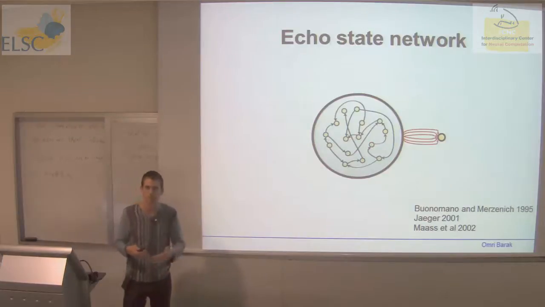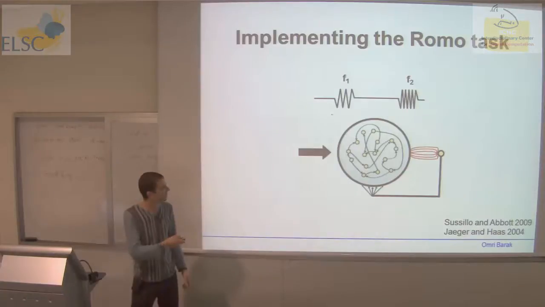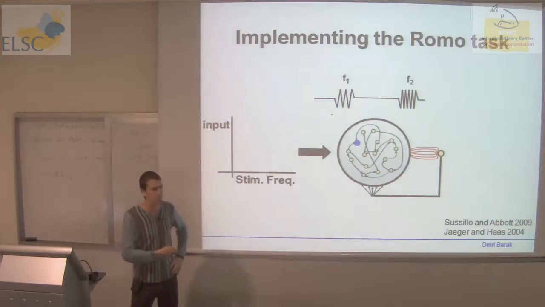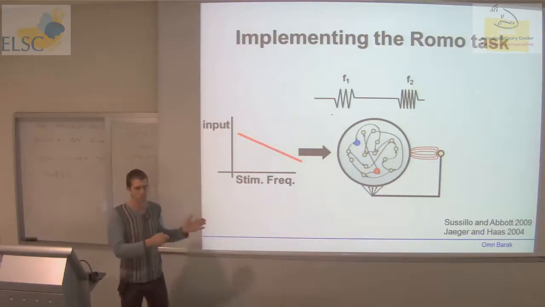So how do I implement this Romo task with such a network? I have to specify the input and the output. The input is according to the stimulus protocol, and when the stimulus arrives, every neuron, let's say this neuron here, has a certain input according to the stimulus frequency. Let's say this neuron here will receive a positively tuned input, and another neuron will receive a negatively tuned input. And note that the connectivity between these neurons has nothing to do with the input they receive.